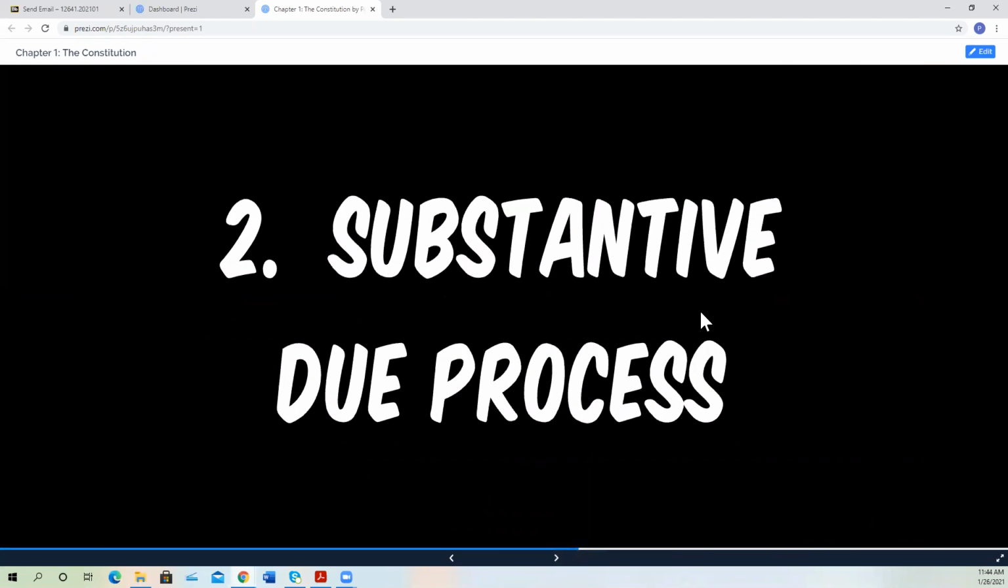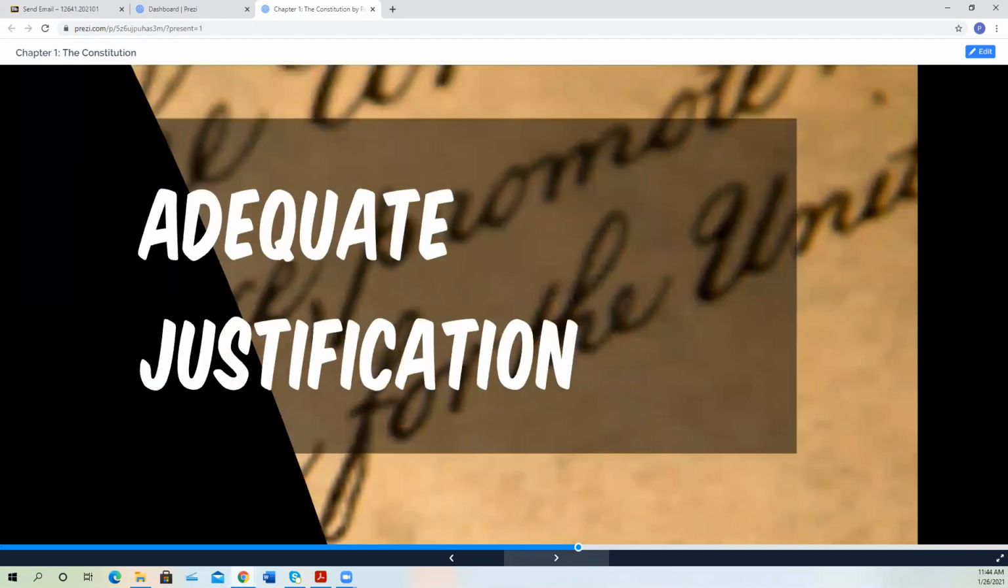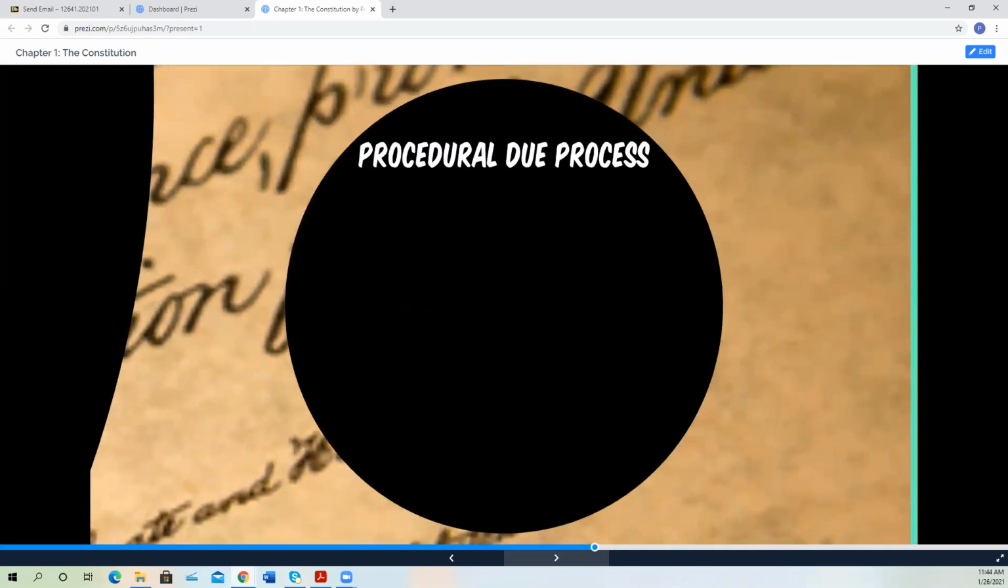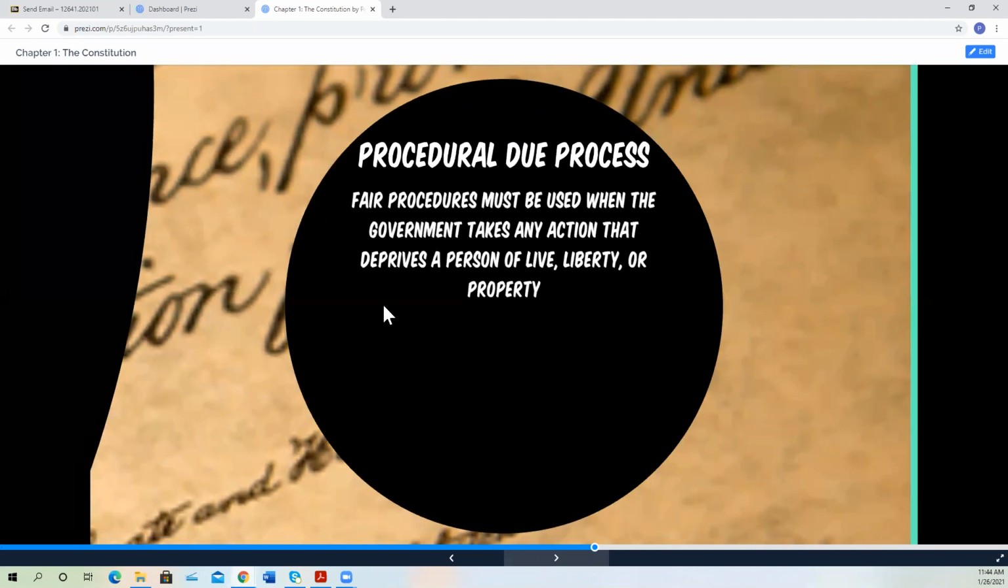And then we have substantive due process, which means adequate justification. It means that there must be a good enough reason for the government taking away either our life, liberty, or property. We'll get into each one of these individually. So let's go to procedural due process first.